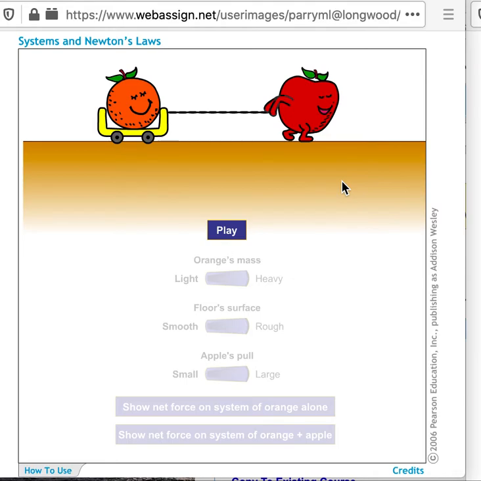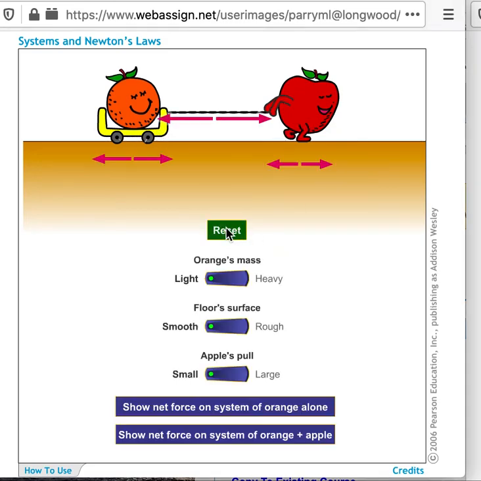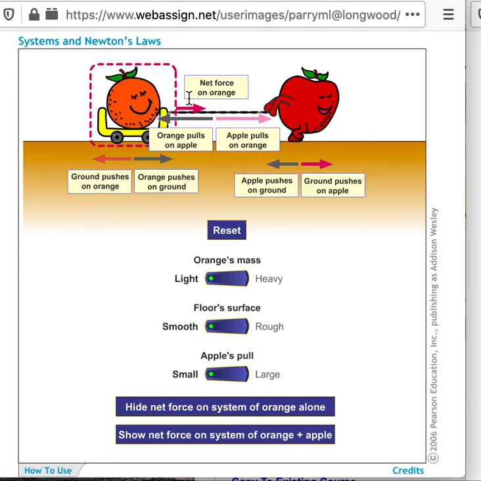In this interactive figure, we have two objects that are interacting with one another, an apple and an orange, and the orange is in a cart. I'm going to go ahead and hit the play button, and it's hard to see, but the apple is actually walking forward and pulling the orange.